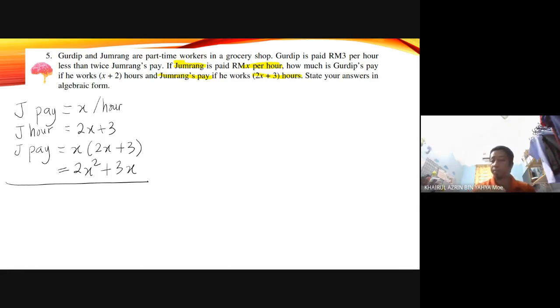Okay, Gurdip's pay. Where is it? Gurdip is paid 3 ringgit per hour less than twice Jumrang's pay. Oh, this is quite difficult. Maybe I erase this one. Okay, again. 3 ringgit per hour less than twice Jumrang's pay. How do you want to write that one?